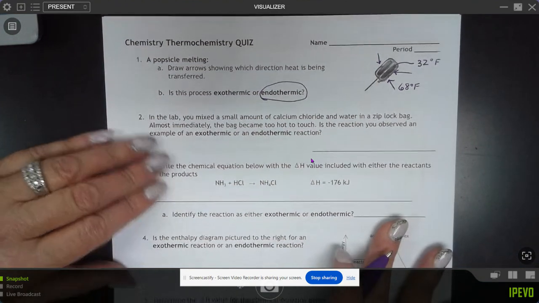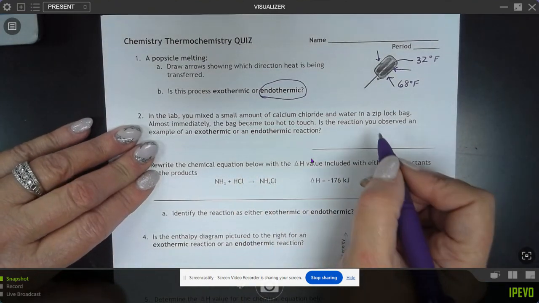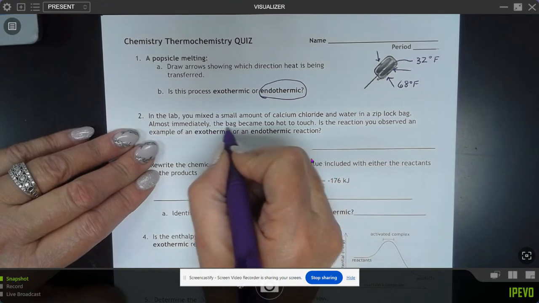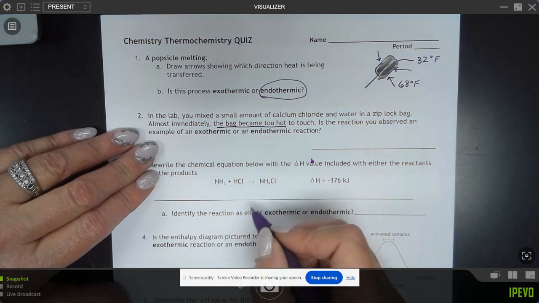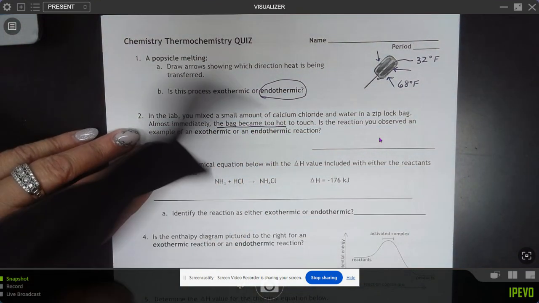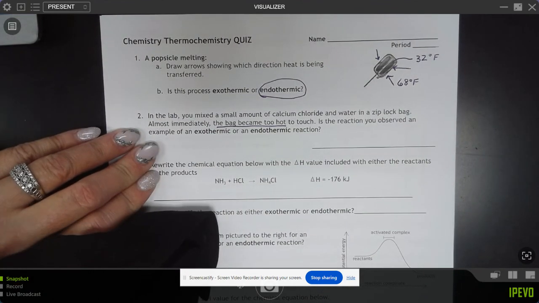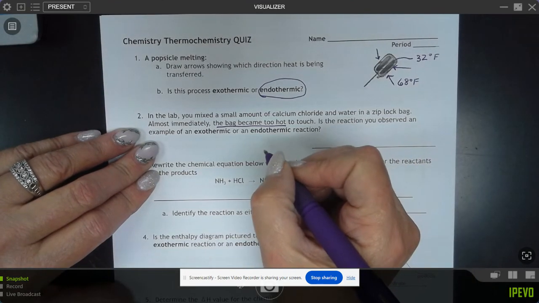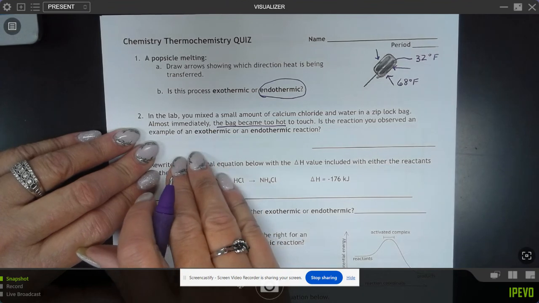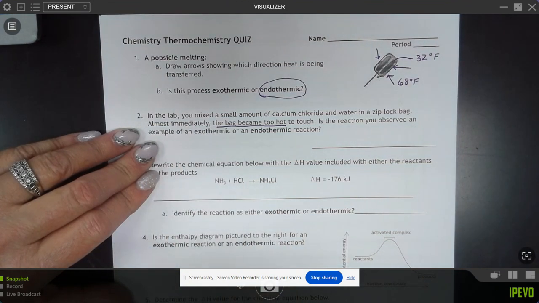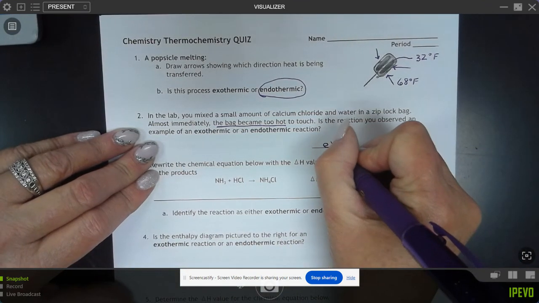All right. Number two, it tells you, here's the key, almost immediately the bag became too hot to touch. If it feels hot, that means that energy is flowing from the reaction, the Ziploc bag, to your fingers. So that makes that exothermic.